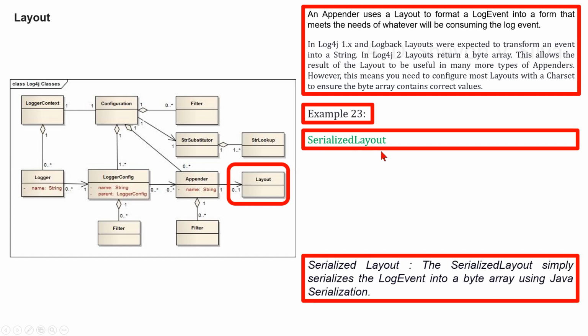Serialized layout. The serialized layout simply serializes the log event into a byte array using Java serialization. The serialized layout accepts no parameters. This layout is deprecated since version 2.9. Java serialization has inherent security weakness. Using this layout is no longer recommended. As an alternative, a layout containing the same information is JSON layout configured with properties equal true.